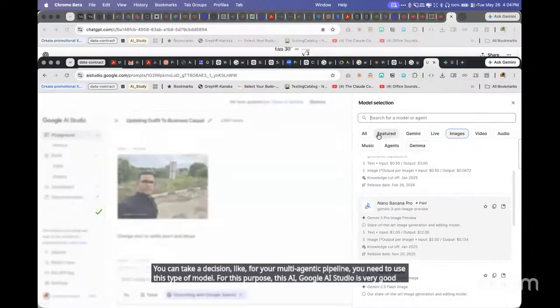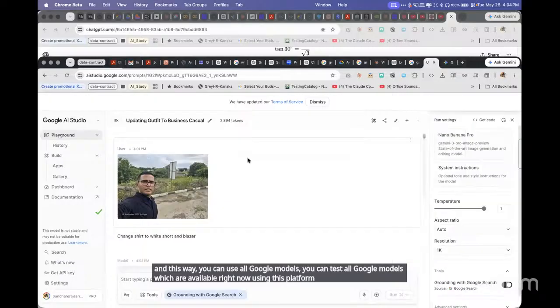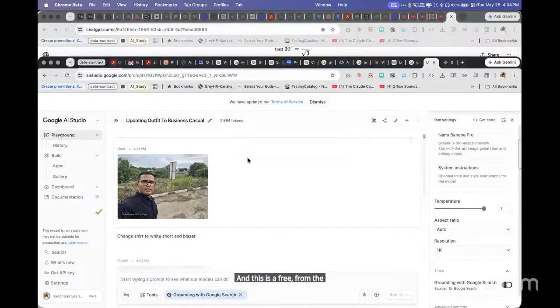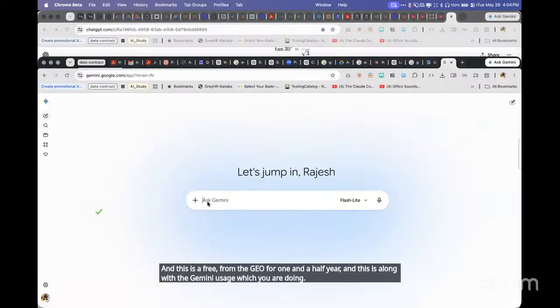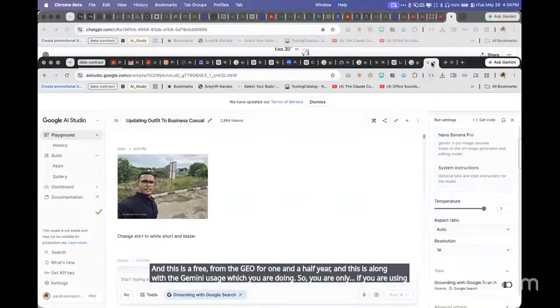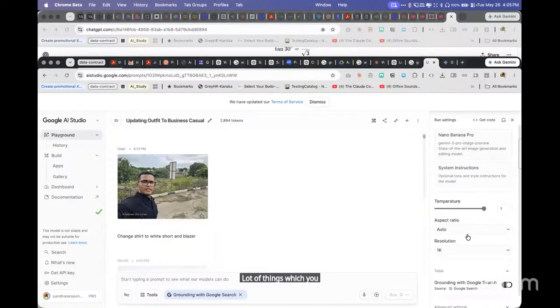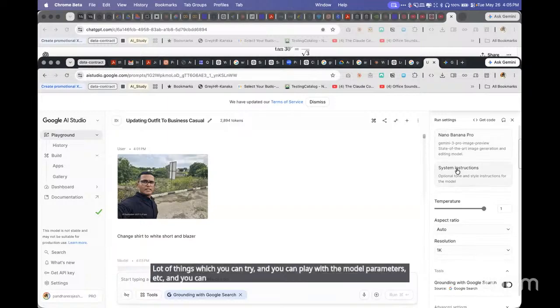And this way you can test all Google models which are available right now using this platform. And this is free from Jio for 1.5 years, along with the Gemini usage which you are doing. So if you are using only Gemini, also try to use Google AI Studio, because it is free and it has a lot of things which you can try, and you can play with the model parameters, etc. And you can immediately see the output difference in terms of what it gives.